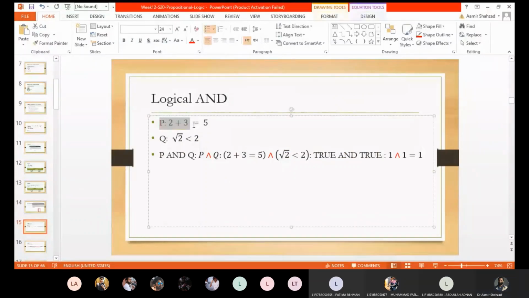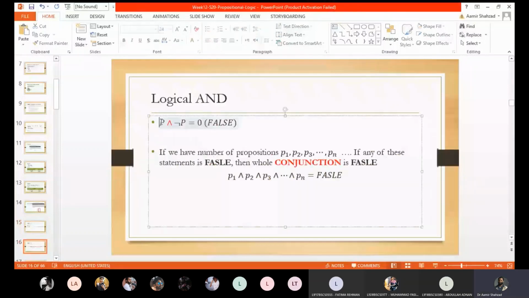So statement P is 2 plus 3 is equal to 5. Statement Q is under root 2 is less than 2. So दोनों को both statements are true. So P and Q, and operator को हम wedge symbol से represent करते हैं. Wedge, it's just like upside down V, ulta V आप समझ लें. So usually we call it wedge operator. And so P and Q. So this is 2 plus 3 is equal to 5 and under root 2 is less than 2. Both are true. So 1 and 1 is equal to 1.